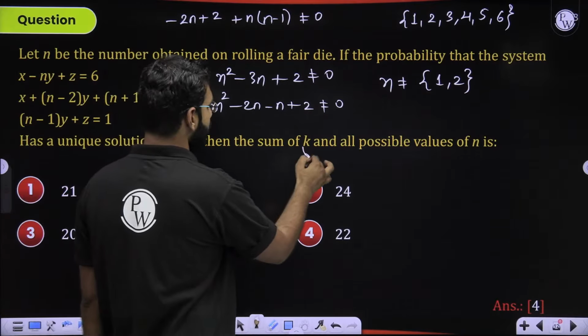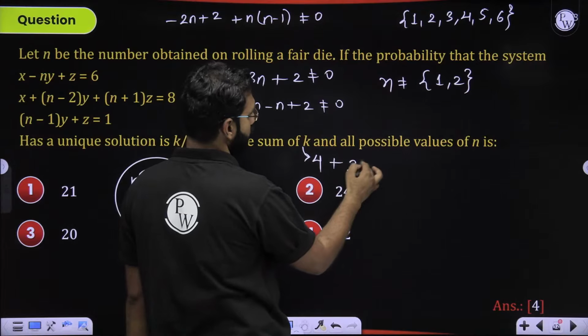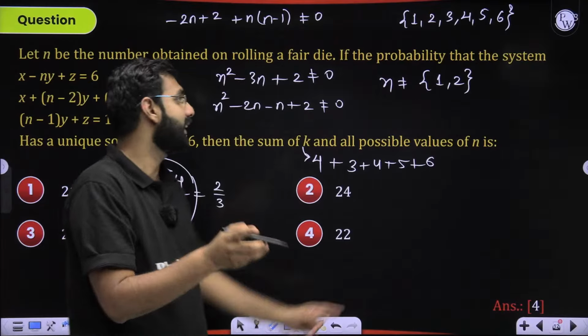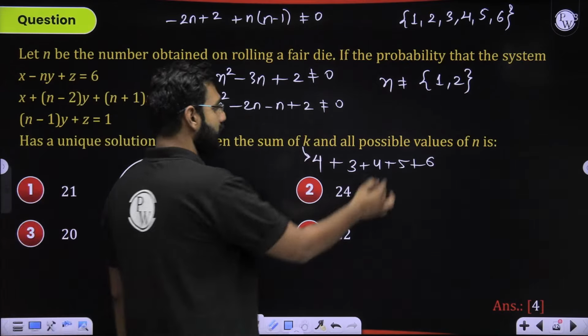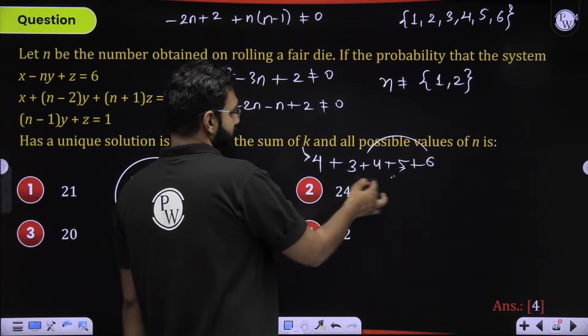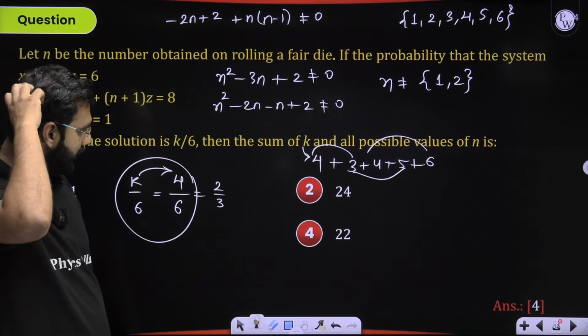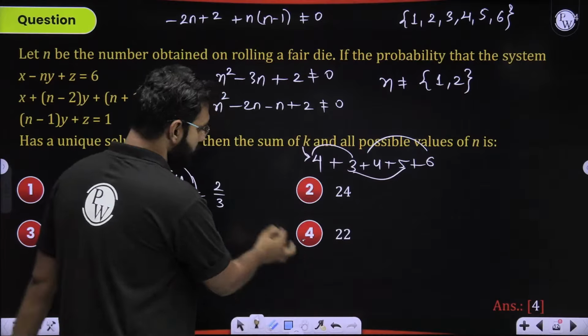So then the sum of k, which is 4, and all possible values of n. Possible values of n are what? 3, 4, 5 and 6. They are the acceptable values because n cannot take 1 and 2. So I think you can get the answer because 6 plus 4 is 10, 5 plus 3 is 8, 8 plus 4 is 12, so 12 plus 10 is 22. Am I making any mistake? 6 plus 4 is 10, 5 plus 3 is 8. I think 22, option D should be the answer.